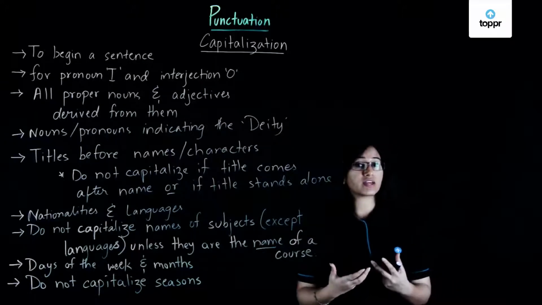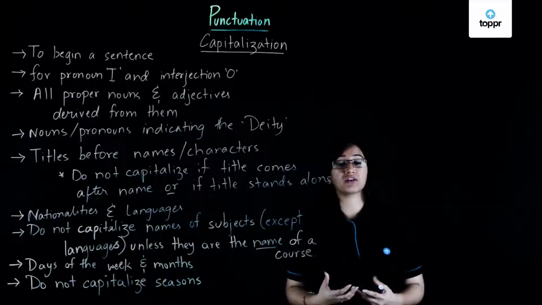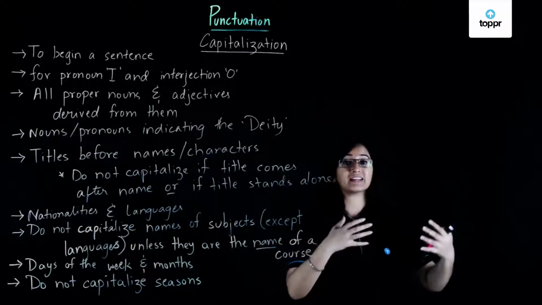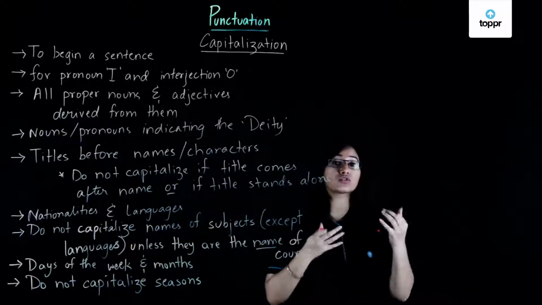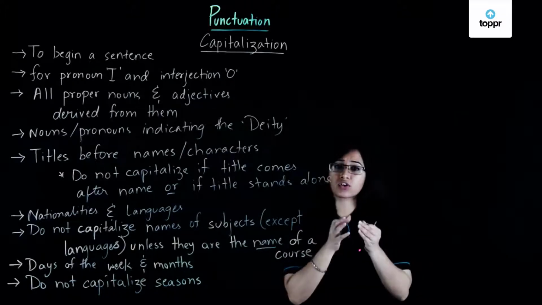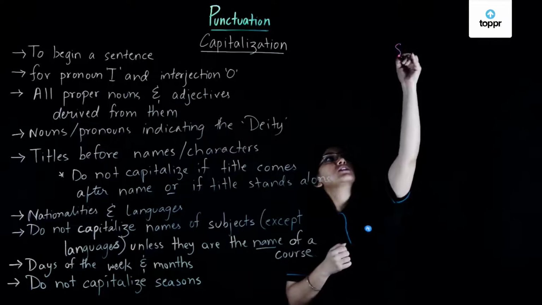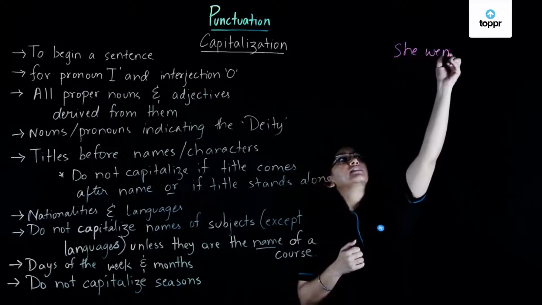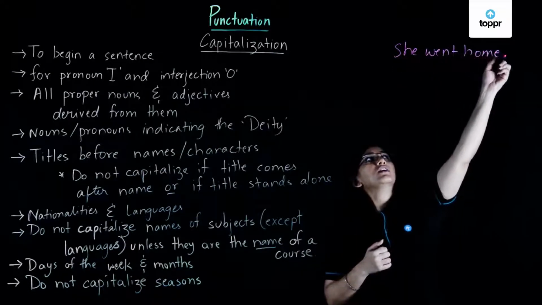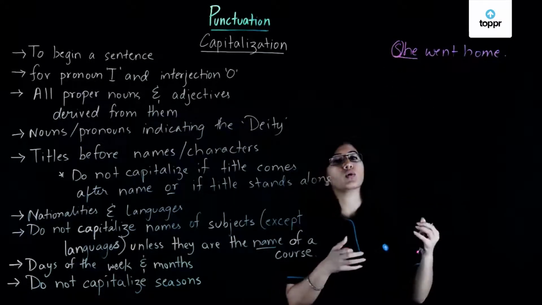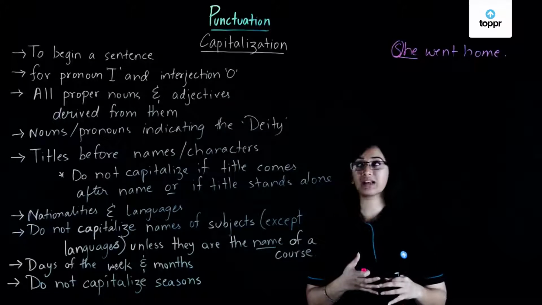Now we all know that we have to place a capital letter whenever we begin a sentence. So no matter what you write in the beginning of the sentence, the first word will always have the first letter as a capital letter. So if I start something like this, she went home. So here, the first letter of my first word in the sentence will always begin with a capital letter.